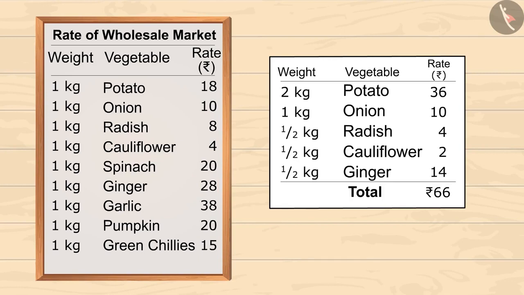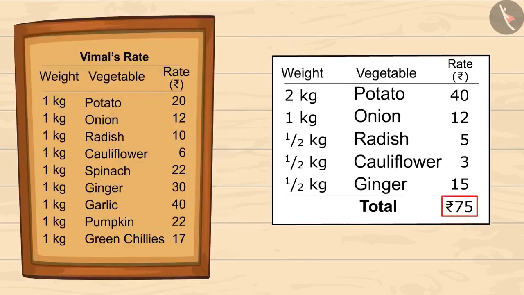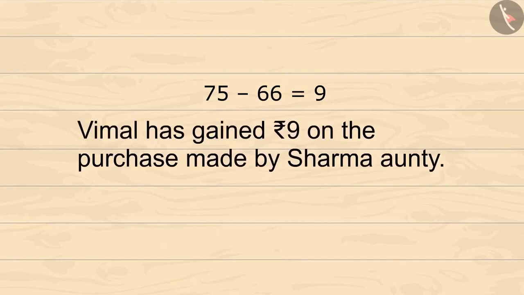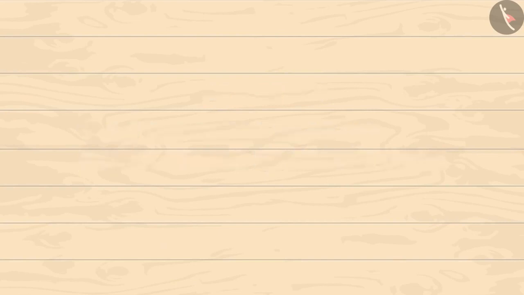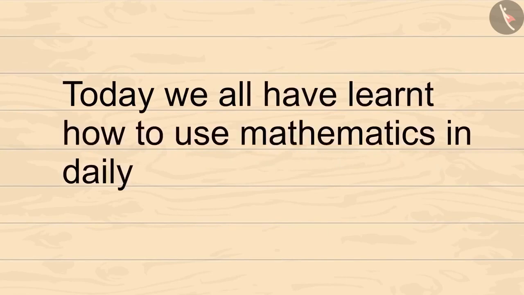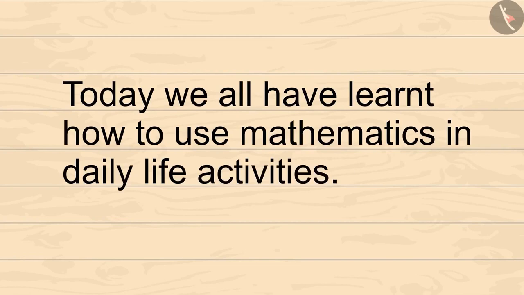According to this, the costing of Sharma auntie's shopping should be rupees 66. But according to the pricing set by Vimal, Sharma auntie had to give 75 rupees. On subtracting 66 from 75 gives 9. So kids, Vimal has gained 9 rupees on the purchase made by Sharma auntie. So today we all have learned how to use mathematics in daily life activities.